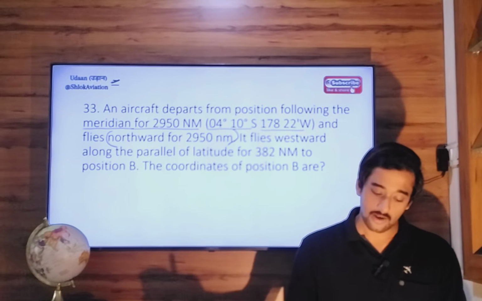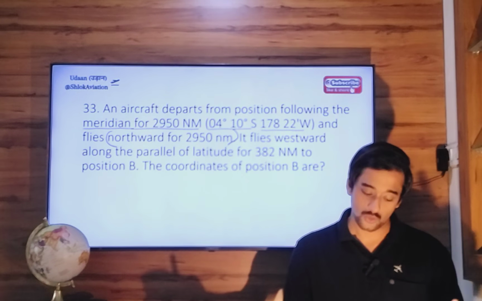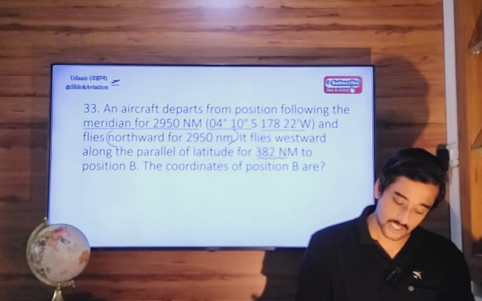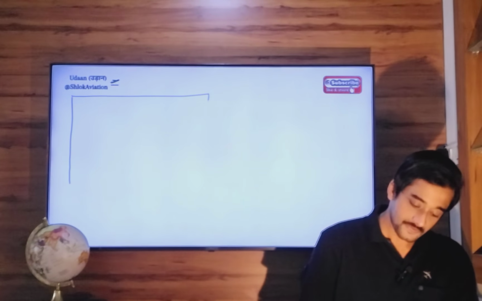From there, after reaching its destination, it changes its course of direction. It flies westward along the new parallel of latitude for 382 miles. So what is the final position? Let's draw this. So this is your Earth's surface.